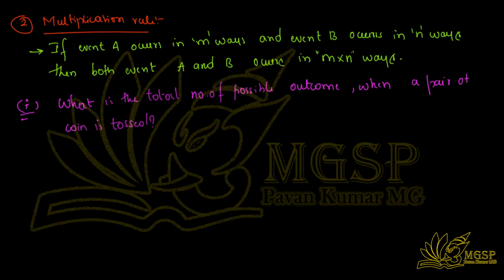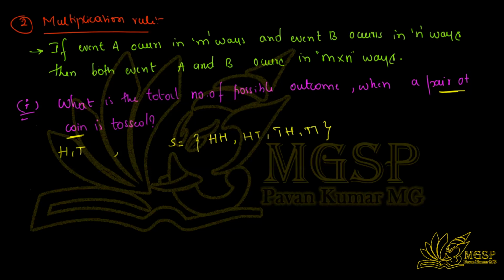You can note down here, the thing is a pair of coins. A coin has two faces, head and tail. Now it is a pair, so what is the sample space? The sample space will be 2 power 2, that is 4. The outcomes are head head, head tail, tail head, or tail tail. This is the sample space.